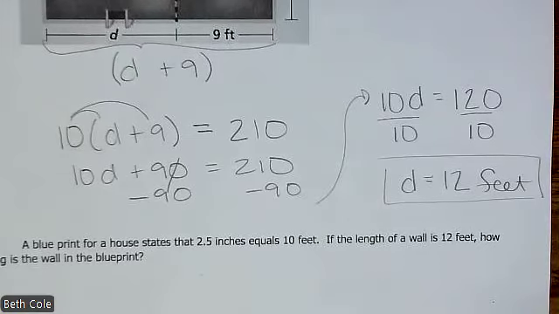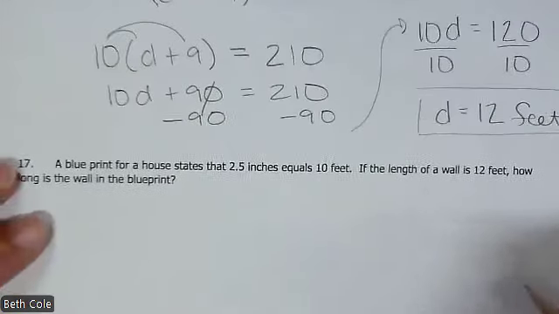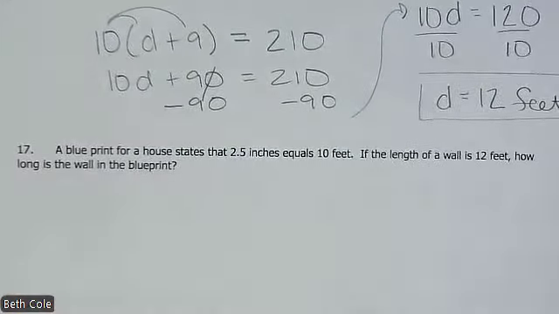All right, and then we'll do 17 and we'll end with that one because I think I made you do enough problems, right? A blueprint for a house states that 2.5 inches equals 10 feet. Can we real quick, do you understand like what a blueprint is? Yes. Or like, do you understand when you're looking at a map? Like when you're looking at a map, it's obviously scaled to what the actual state is or whatever.